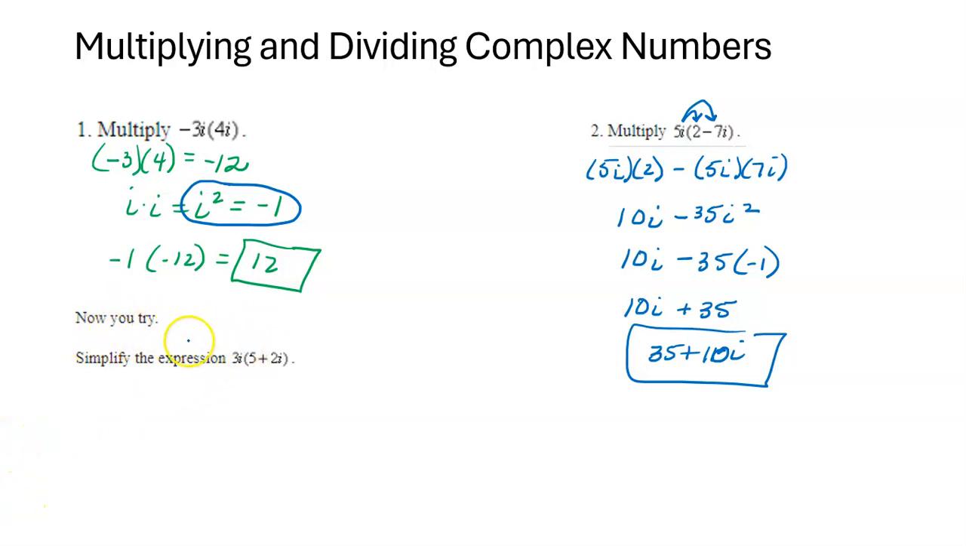This is now you try. If you want to go ahead and pause the video, try this on your own and see if we get the same answer. That would be super cool.